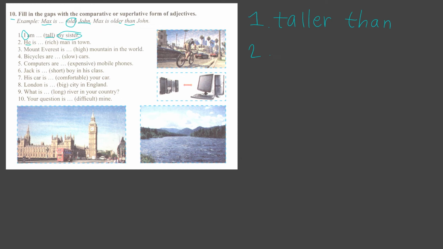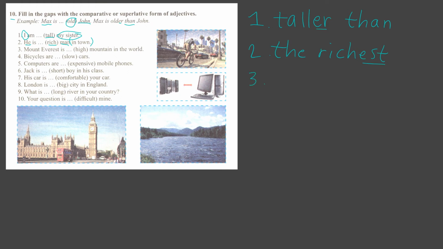Next, he is blank man in town. So he and man are referring to the same thing. They are referring to the same person. And we also have the prepositional phrase in town, in the whole town. So this is going to be a superlative sentence. And since rich is a short adjective, we're going to add est. So he is the richest man in town.